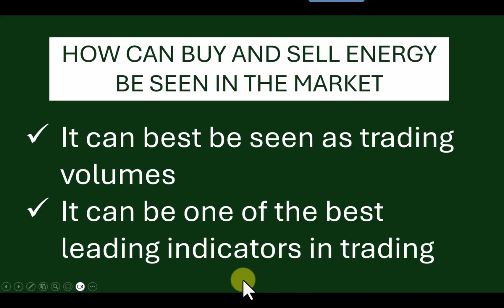Now, how do we see this energy playing out in the market? Firstly, it can best be seen in trading volumes. In other words, if the price is moving up in a buy trend and a whole lot of sell orders come into the market, that sell energy coming into the market, and those sell orders can result in the market slowing down, stopping, or even reversing. Depends on how much volume is pushing the buy energy.